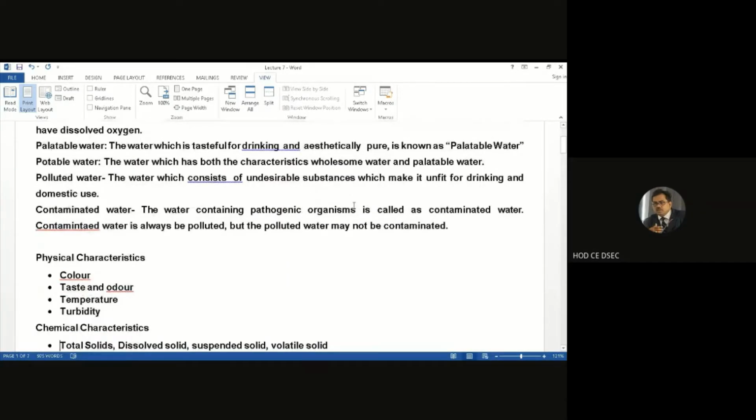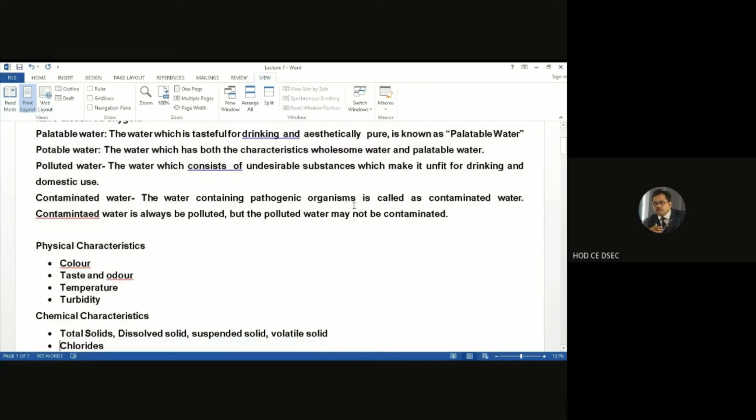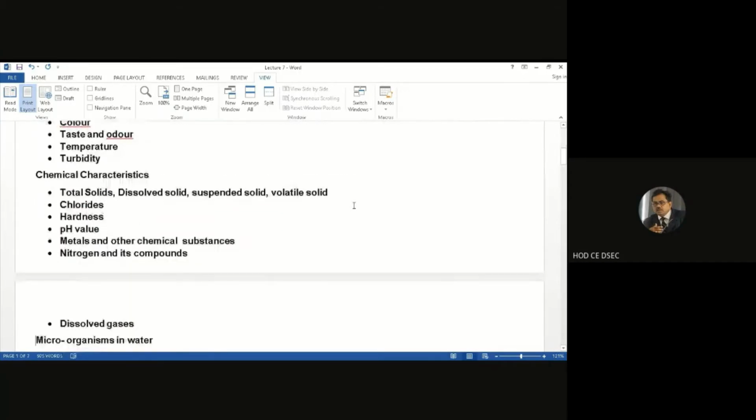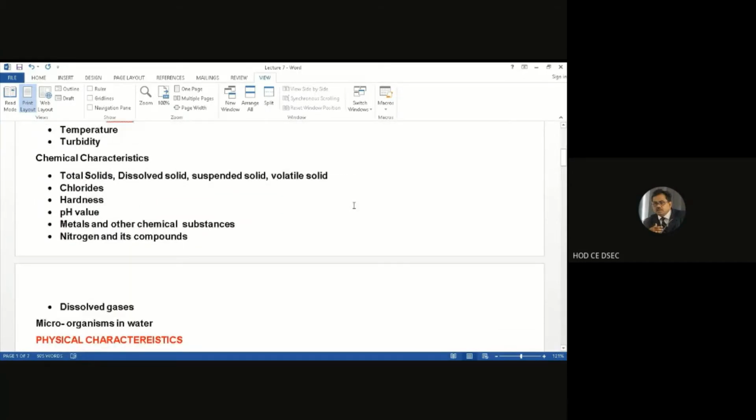Now, if we go on a parameter basis, each and every parameter contained in the water, in the engineering sense, we will see what the acceptable value is as far as the IS code 10500 is concerned, the drinking water allowable content. The parameters we call the characteristics. So generally three characteristics of water are there. One is the physical characteristics, second is the chemical characteristics, and third is the microorganisms in water.